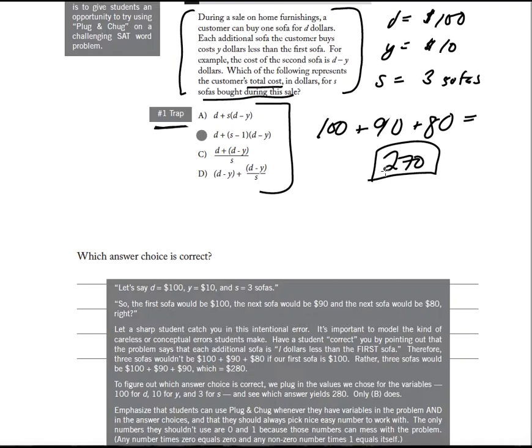Cindy, you're right. It's not Y dollars less than the previous sofa. What does this problem say? There's a very important 5-letter word here. Yeah, you're right, Cindy. It's the word first. This word problem, which is challenging, says each additional sofa the customer buys costs Y dollars less than the very first sofa, right? So it's not going to be 100 for the first sofa, and then 90 for the second sofa, and then 80 for the third.